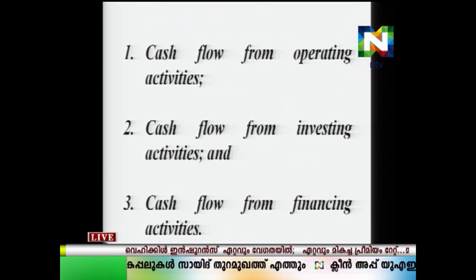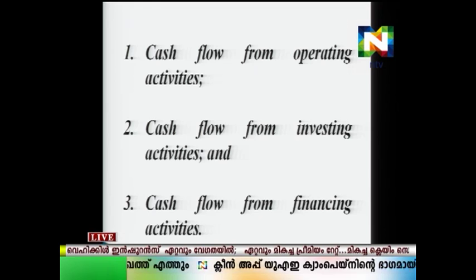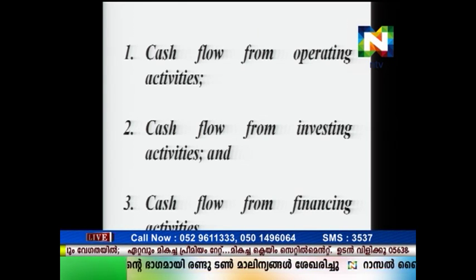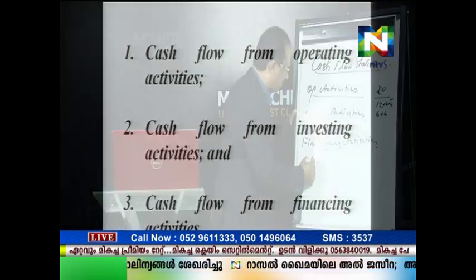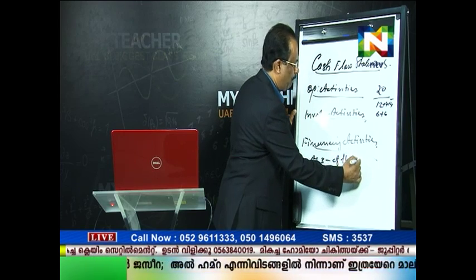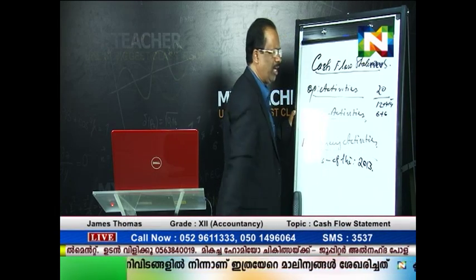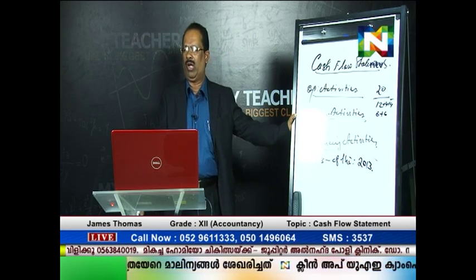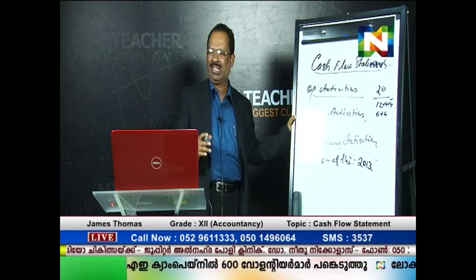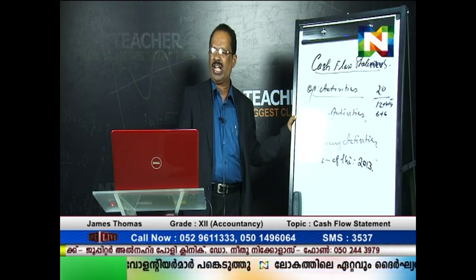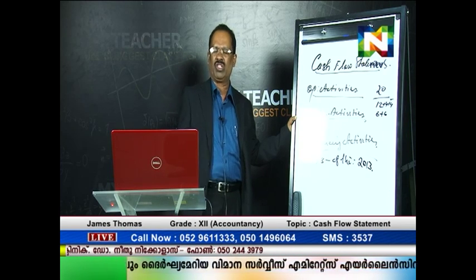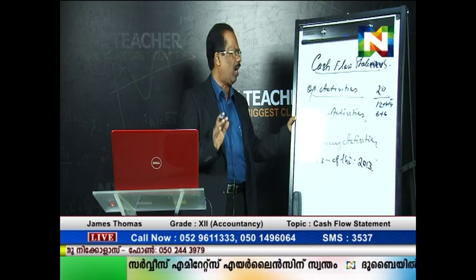Now you can see the cash flow statement has 3 components. See what the different components of the cash flow statement are. That is also a very important thing, that is AS 3 of the Companies Act, Companies Act 2013, not 1956. You know that the new version is there. As per AS 3 of the Companies Act 2013, what are the different parts of the cash flow statement? Cash flow statement has 3 parts.